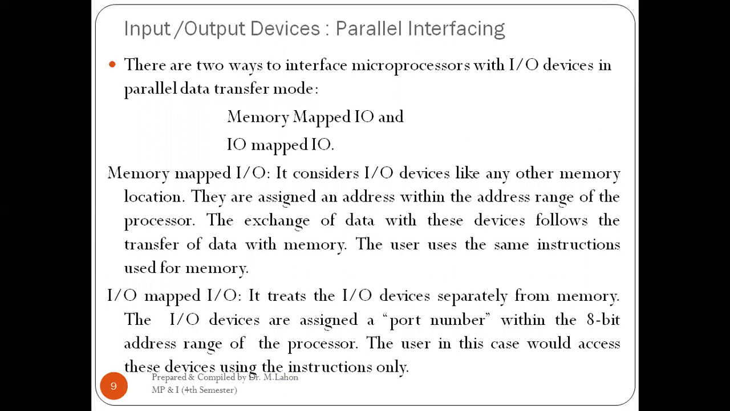In the IO mapped IO scheme, there is a line you must have seen in your pin diagram called the IO/M bar line. Using this IO/M bar line, the same address spaces can be used for IO devices as well as memory. So no spaces are separately kept for IO devices. We can accommodate more IO devices and the whole memory can be utilized. So IO mapped IO schemes are used for bigger systems.